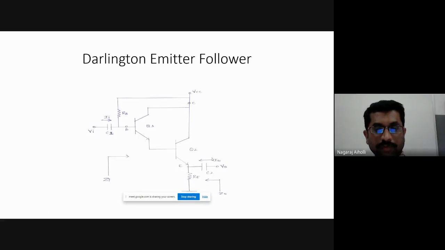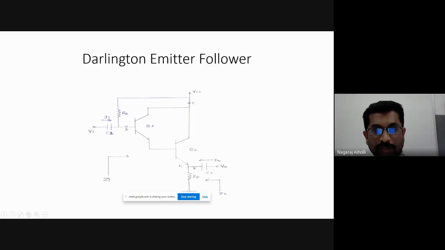Output is taken from the emitter. Output at the emitter terminal follows the input at the base. So it is which circuit? Think. Output at the emitter follows the input at the base. Which circuit is this? Emitter follower. It is the emitter follower circuit.